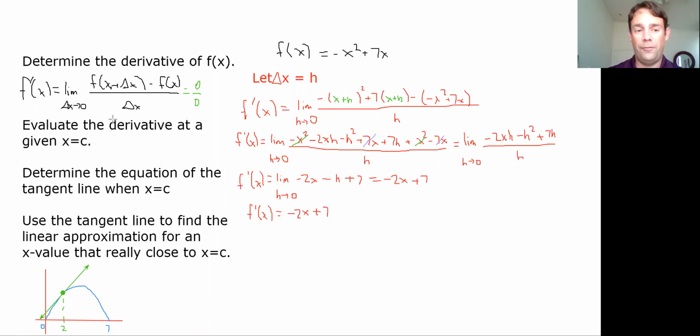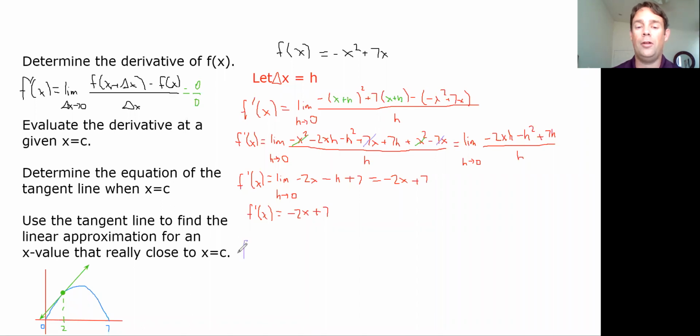So part 1 said find the derivative, okay? Determine the derivative. We did that. This is the derivative. This is part 1. Part 2 said evaluate the derivative when x equals c. Well, if we look at our tangent line here at x equals 2, it's going up. It's an increasing line. So I'm going to expect that when I plug my tangent line in here, I'll use a different color, so part 2.